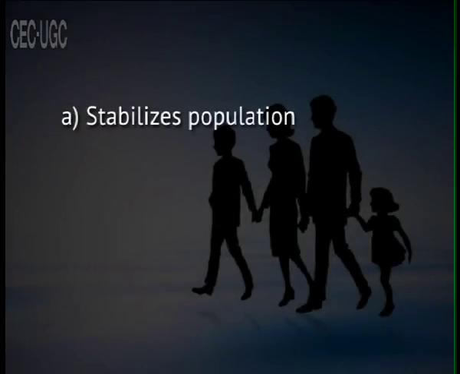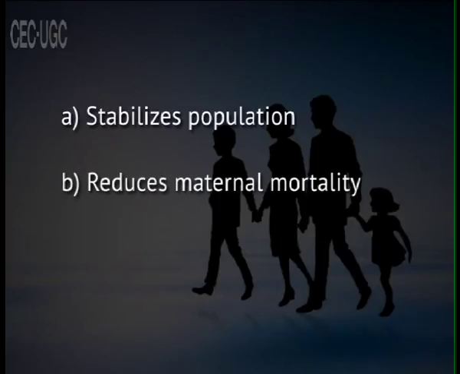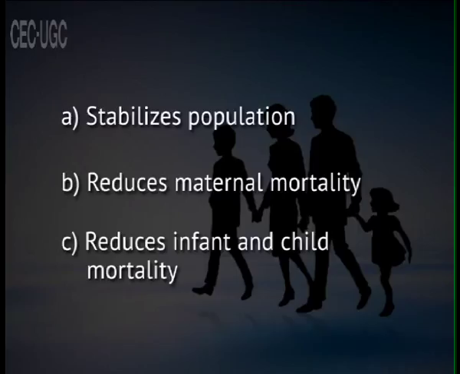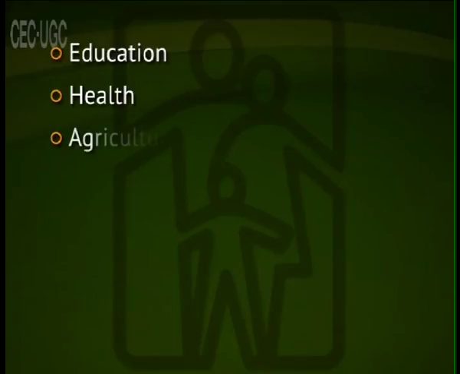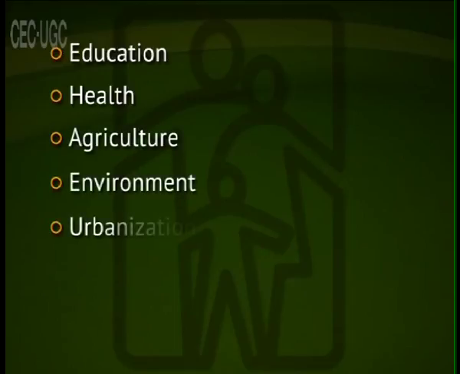The major benefits of family planning can be described as under: A, stabilizes population; B, reduces maternal mortality; and C, reduces infant and child mortality. Though the principal outcome of family planning caters towards the health aspect of women, fetal, infant and child health, it overall stabilizes as well as lowers the rate of population growth, benefiting all aspects of development such as education, health, agriculture, environment, urbanization, economy, as well as poverty alleviation.